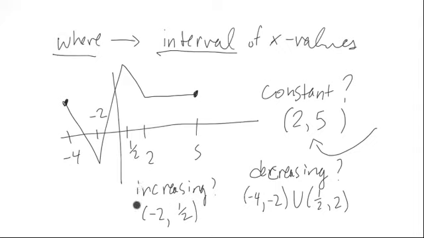Where does this function have a local maximum? Notice it's at one x value. So in this particular case, for local maximum and minimum, we really just give specific x values, not an interval. So where does it have a local maximum? x equals 1/2. Where does it have a local minimum? At x equals -2.